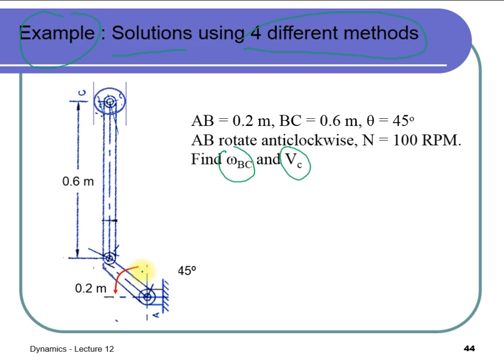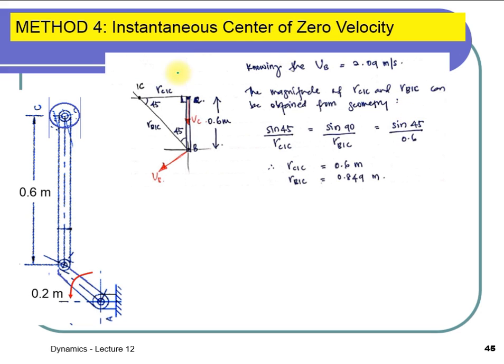Given the rotation, this is A, this is B, and this is C. So the rotation of AB is 100 RPM. So here it will have a velocity of VB, which you can find from the N given. Knowing that VB over here is actually 2.09, and you know that VC is acting downward and VB is in this direction.